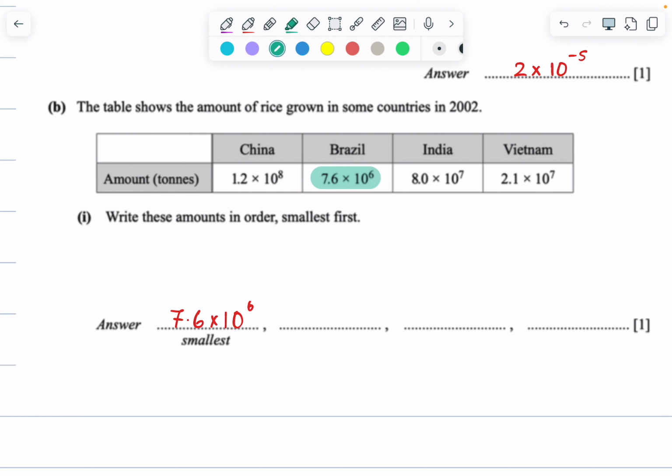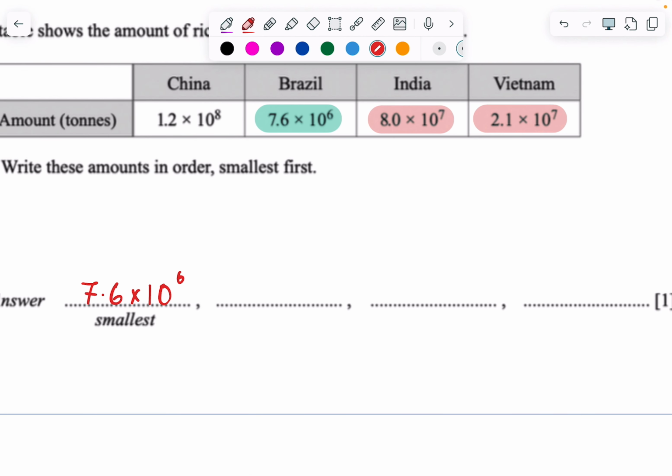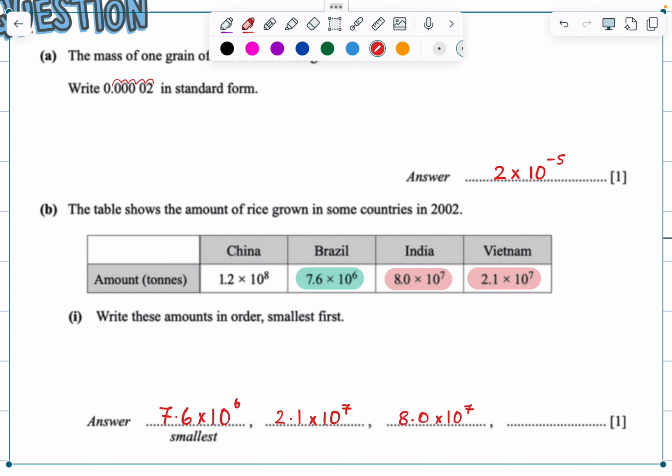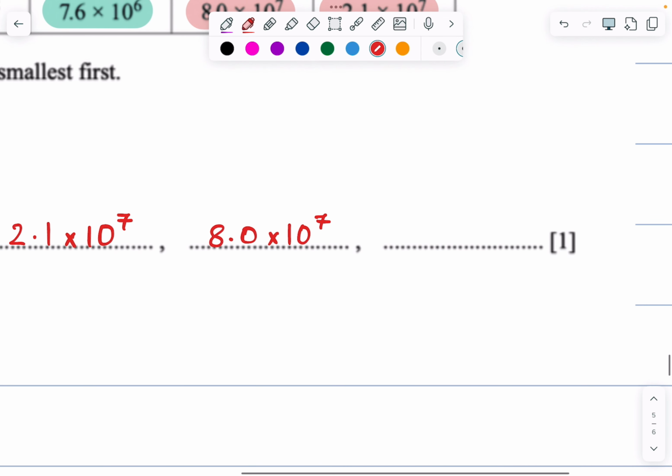अब इससे बड़ा power is 7 over here, but वो दो numbers हैं, वो ये भी है और ये भी है. So it's going to be Vietnam. Why? Because पहले आपने power compare की, it was 7 which was bigger than 6. ठीक है, but the number multiplying with 10 to the power 7 is smaller in Vietnam. It's 2.1, so that's why that's going to come after Brazil. So it's going to become 2.1 times 10 to the power 7. And obviously the next one would be India, which would be 8.0 times 10 to the power of 7, and last but not least, it's going to be China, which is going to be 1.2 times 10 to the power of 8. Got it?